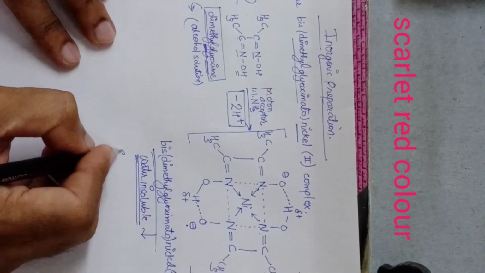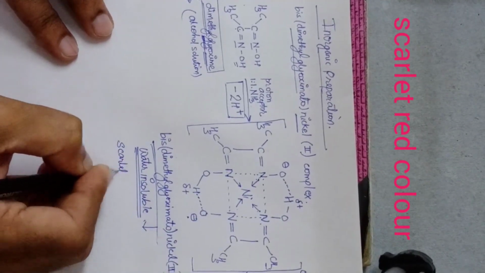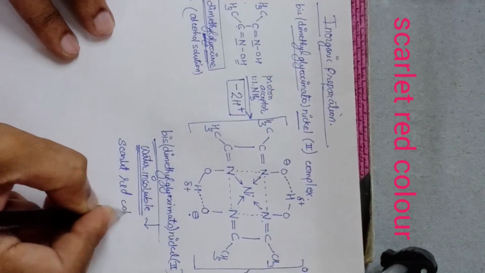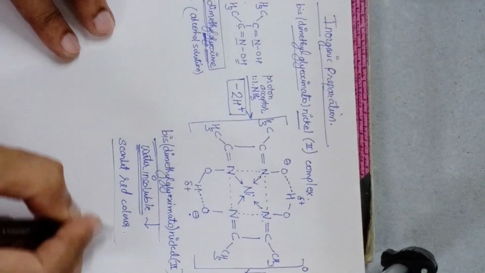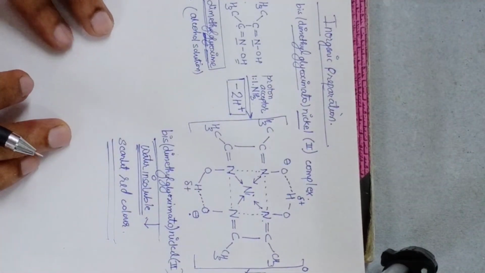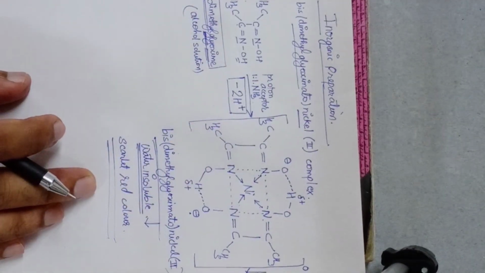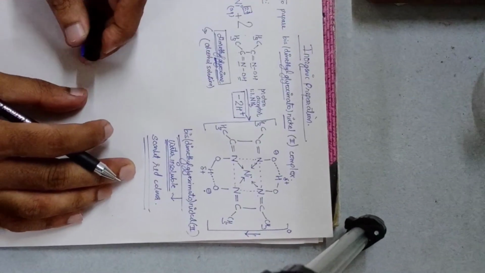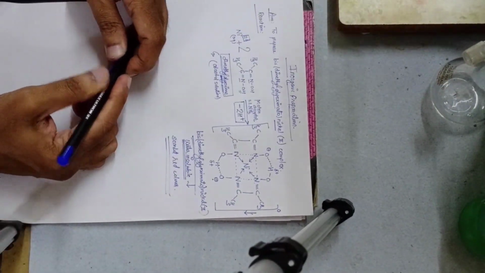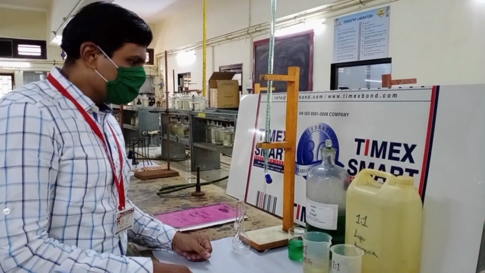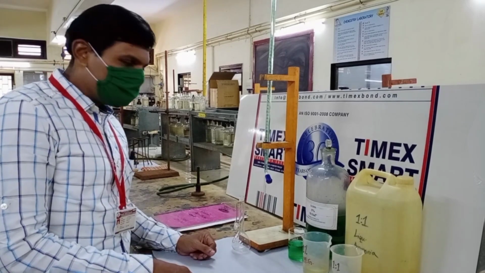This complex is scarlet red in color, as you will see when we carry out the reaction. So this is all about the theoretical part and the explanation regarding the experiment. Now we'll see how the experiment will go ahead. So now we'll start with the actual experiment.